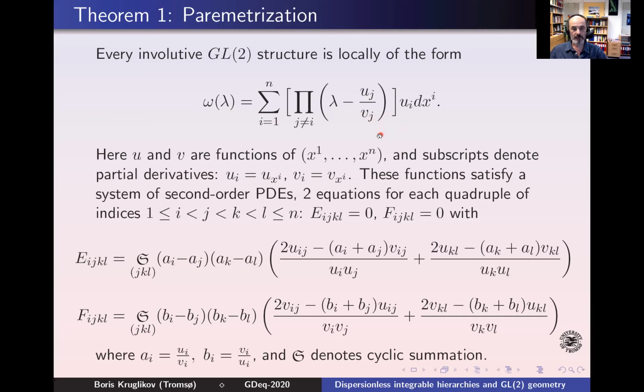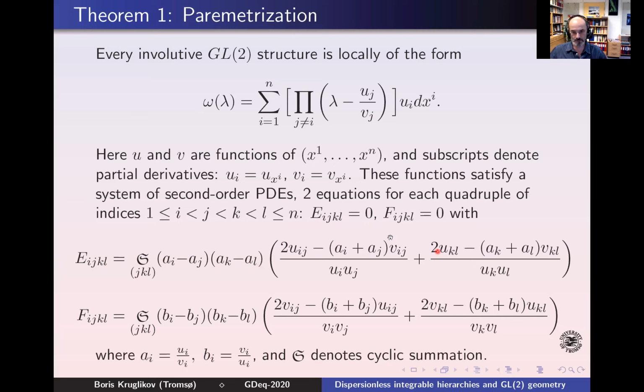In order to achieve involutivity, there is a system of PDEs imposed on those functions. We call them E and F, and these bunches of E's and F's are parameterized by four ordered indices. There are also A and B. They are not constants, but ratios of U and V. So B is actually A minus 1, and that's A minus A minus A, as you see.